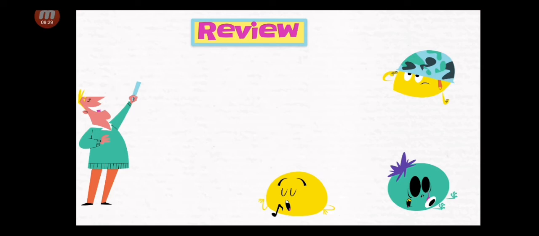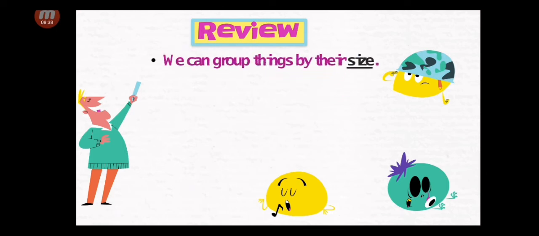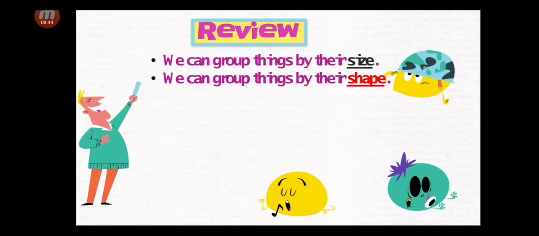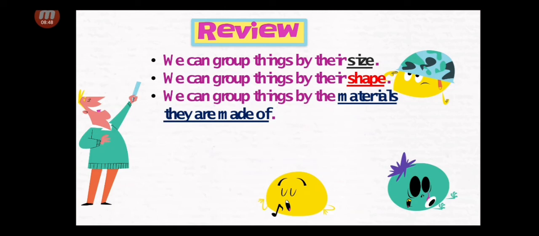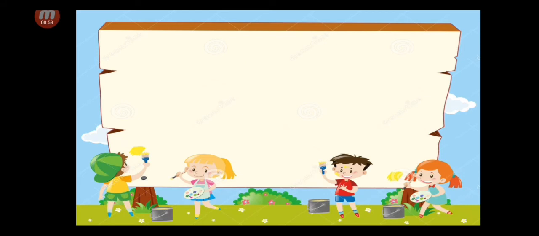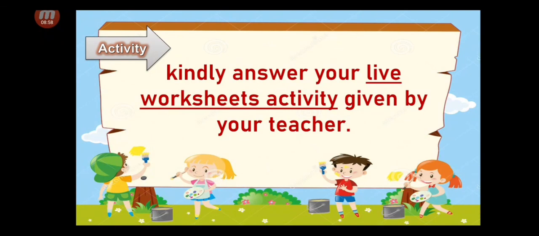Okay, now it's time for us to what? To have our review of what we have discussed. We discussed that we can group things by their size, we can group things by their shape, and we can group things by the materials they are made of. And this time it's time for our activity. Kindly answer your live worksheet activity given by your teacher.